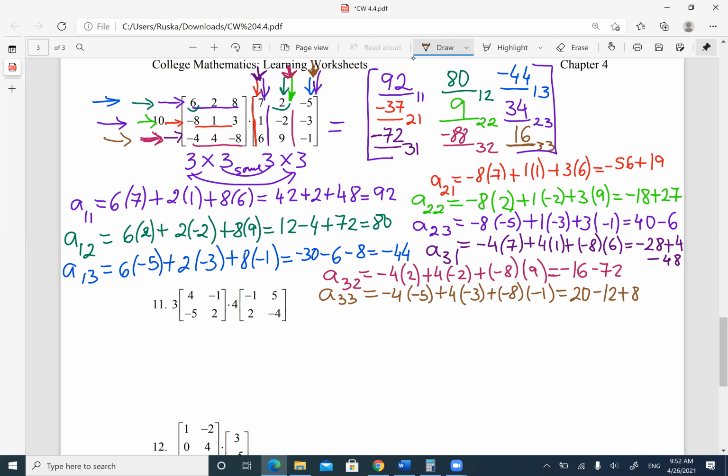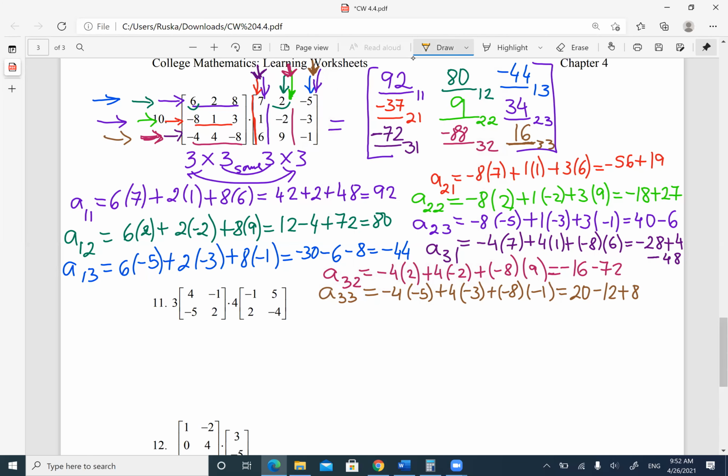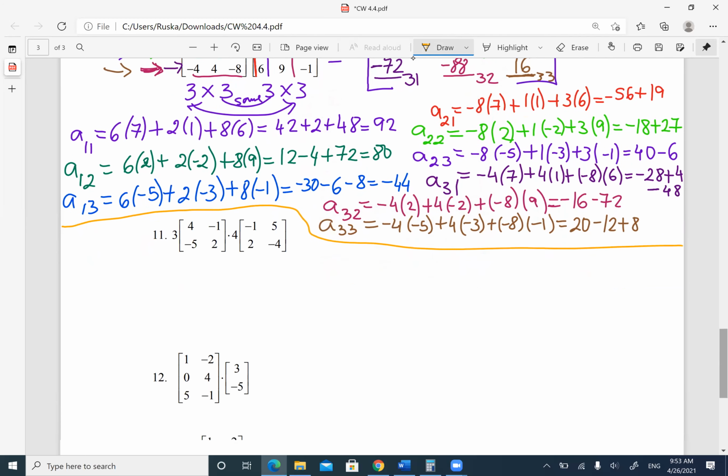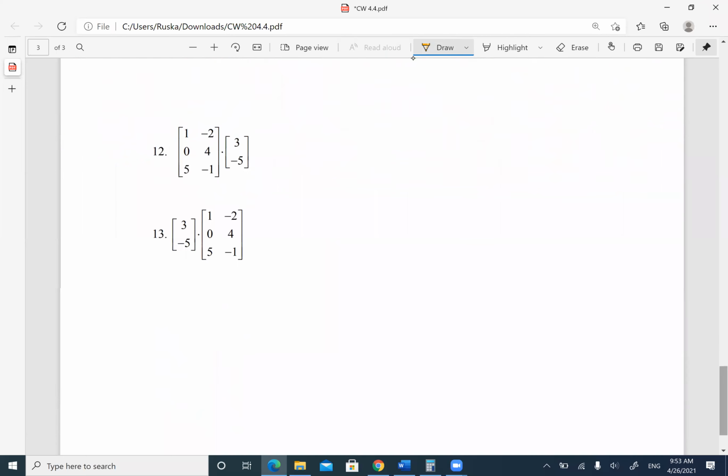Okay, so that's how you do those multiplications. This is kind of a big matrix, but that's how you do it. Any questions? I just put all the work here so you can see what's happened and you can have it for reference later on. And then we have a few more to do.